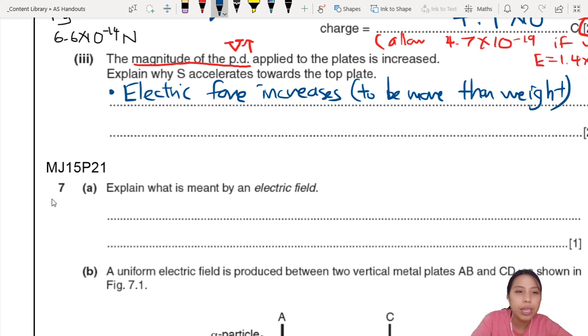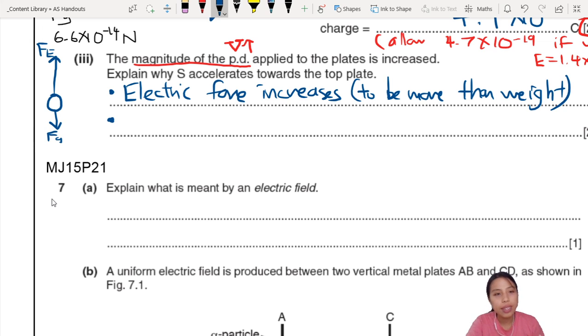If I draw a picture, it looks something like this. You have a charge, weight is still the same, but now your electric force becomes much bigger because you increase your V. So once this happens, your net force is going to be upwards, which means you're going to accelerate up. And that's what they wanted to talk about, right? They explain why accelerate. Okay.